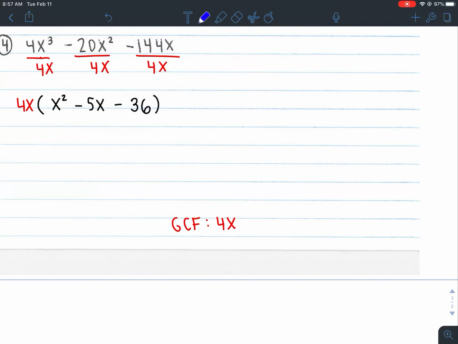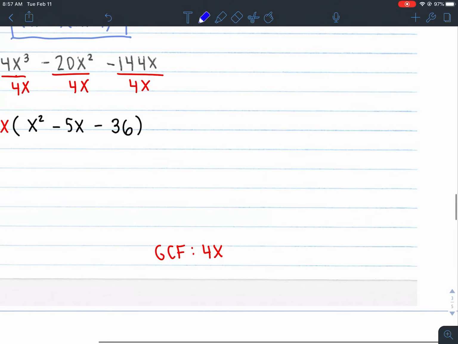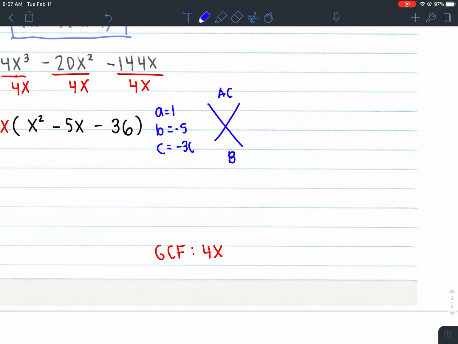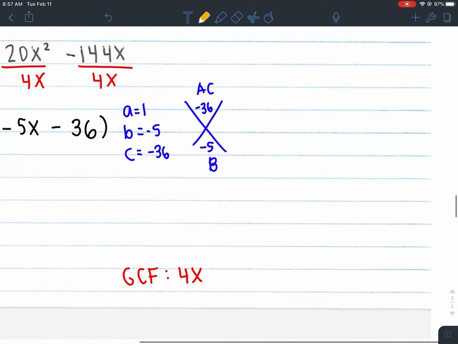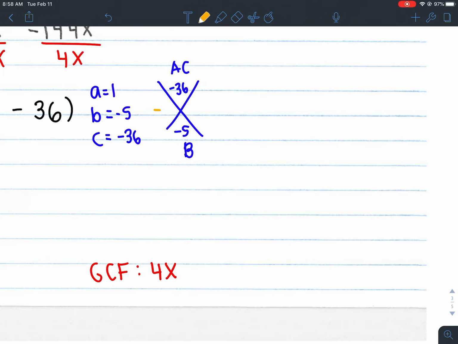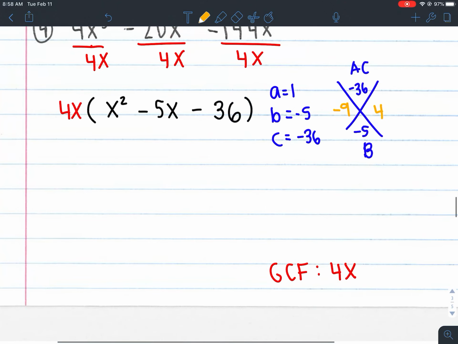The reason why we want to take out a GCF is because it makes our job a lot easier. It would suck if I had to do A times C here with 4 times 144. That number would be huge, right? So we're taking the GCF out because it makes our life easier. So I have 3 terms on the inside of my parentheses. AC goes on top, B goes on the bottom. A is going to be 1, B is negative 5, and C is negative 36. A times C is going to be negative 36, B is negative 5. Our 2 magic numbers here are going to be negative 9 and positive 4.